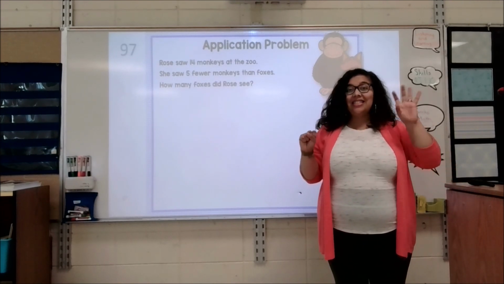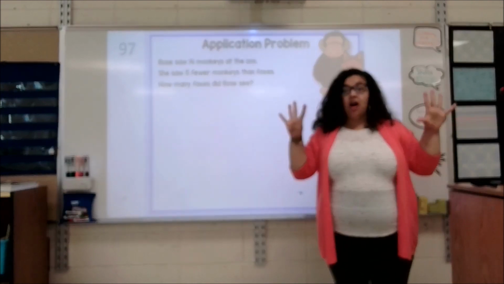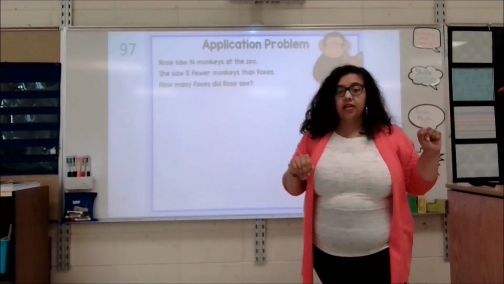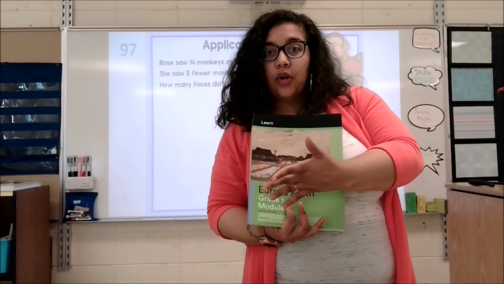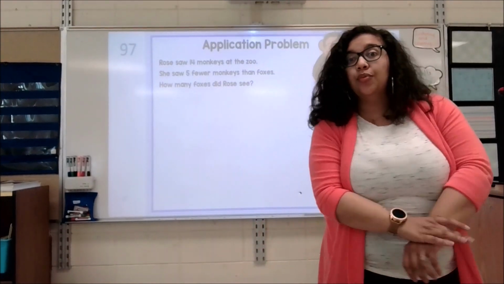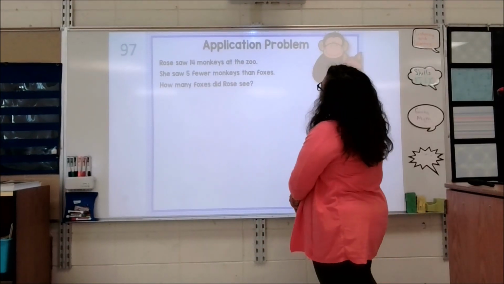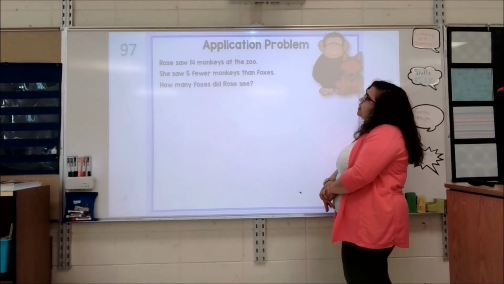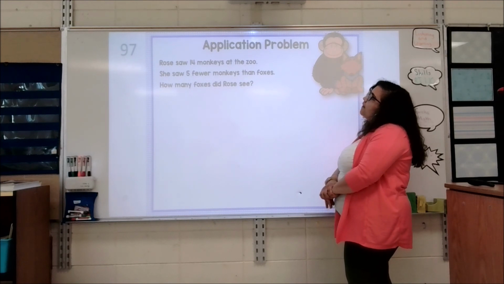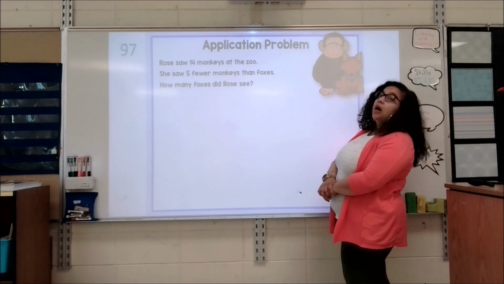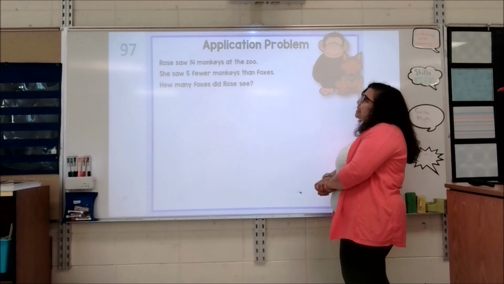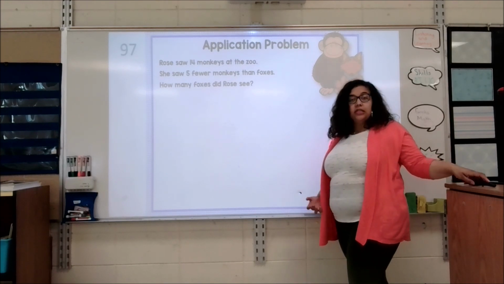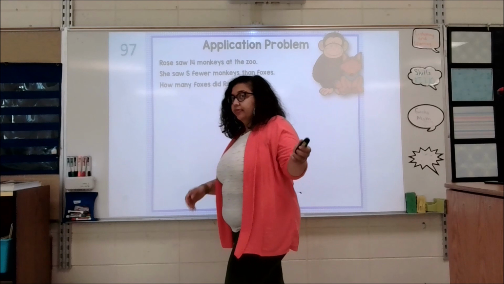The digits 9, 7 in our Learn book. And it reads, Rose saw 14 monkeys at the zoo. She saw 5 fewer monkeys than foxes. How many foxes did Rose see? Let's find out.